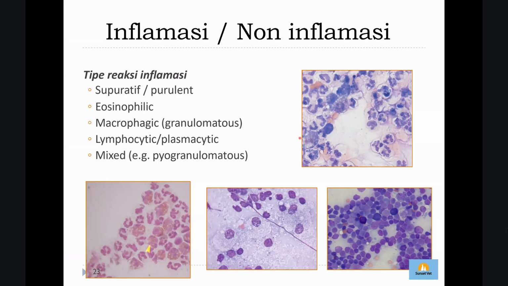And then how do we differentiate between inflammation and non-inflammation? For every lump, for every mass, you have to think it first. Is it inflammation or non-inflammation? If it's inflammation, okay, is it suppurative, eosinophilic, granulomatous, lymphocytic, or the mixed one? Let's say if suppurative, mostly you're gonna see a lot of neutrophils.